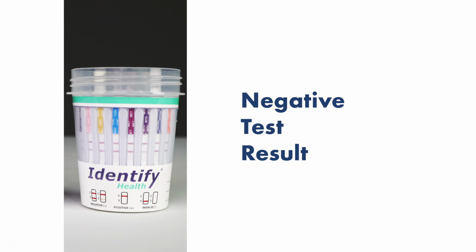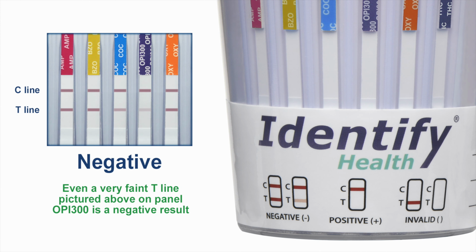Negative test result. When visually interpreting a negative test result, one colored line appears in the control zone and another colored line appears in the test zone. The negative result indicates the drug or its metabolite level is not present or below the detectable level. Even a very faint line is a negative result.